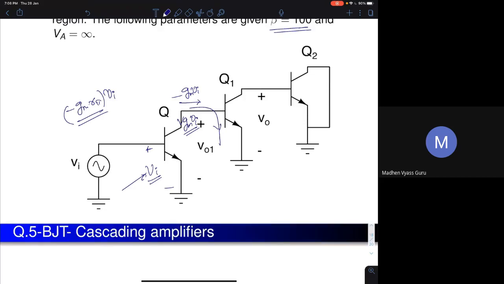Beta, right? This is beta. So it will be minus beta into Vi. So the voltage gain VO1 by Vi is 100. Beta is given to be 100. Now let's find the voltage gain of the second stage.